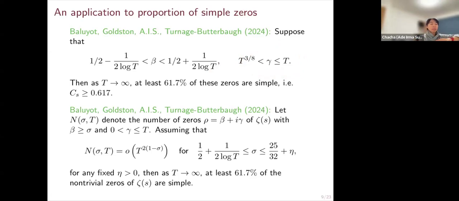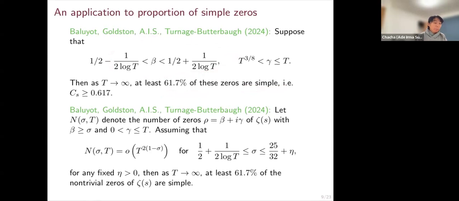But when gamma is less than t to the 3/8, we really don't care. So you can have zeros close to 1 and we don't care. Now, what we got before is that unfortunately we cannot get 2/3. We really thought we could, but we couldn't. And I will show you the reason why. We only could get to 61.7% of zeros being simple. So assuming that you only have zeros within this box, then you get 61.7%.